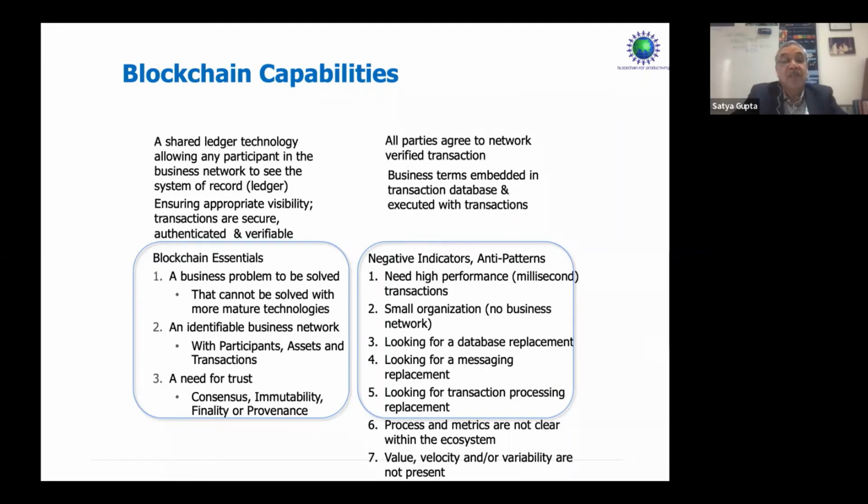The identifiable business network with participants, assets, transactions, need for trust. There is no need for trust here. It comes through consensus, immutability, finality, or provenance. Of course, there are some negatives also. I will not go into that. They are more for theoretical purposes and for the bigger things.